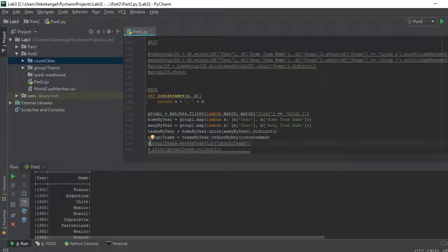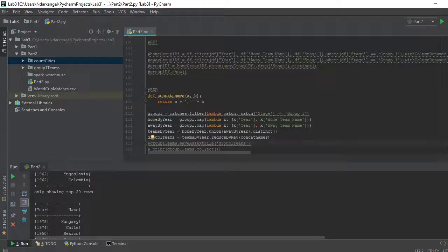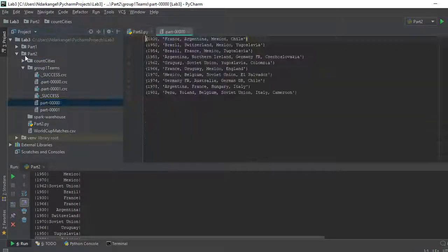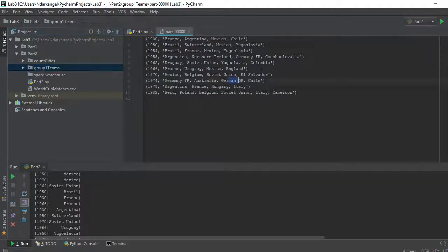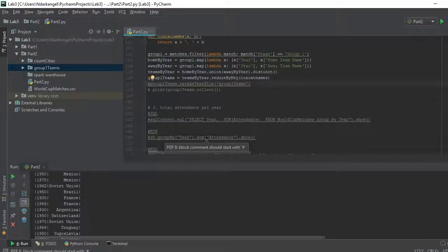You see 1930 France, 1930 Argentina. This is the result from SQL, and then this is from the RDD. This is the result. You see Mexico. They have similar results, and we can go here. You see here part one. You see France, Italy, Mexico, Chile, all those places. So you see it matches perfectly. Okay, so we're done with that part.